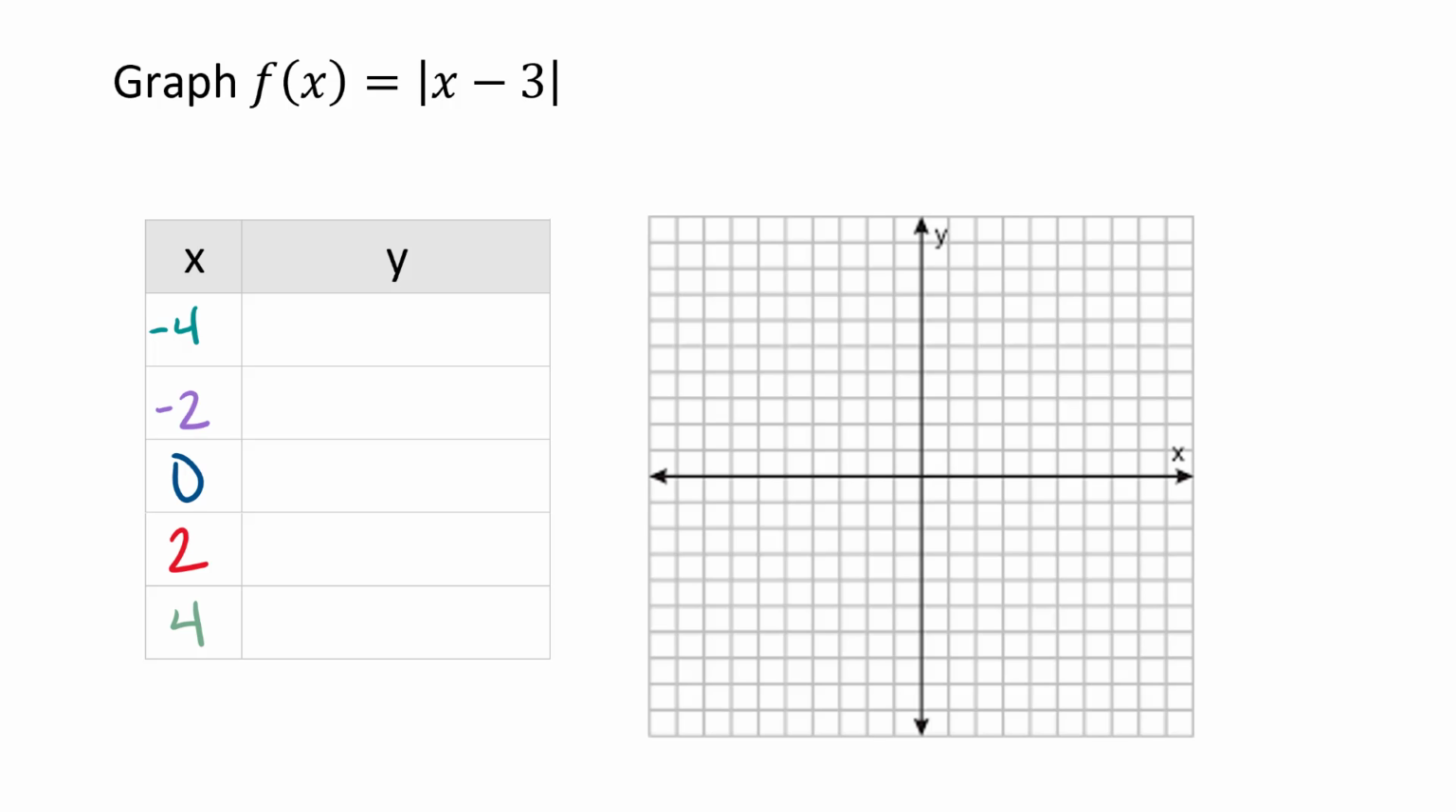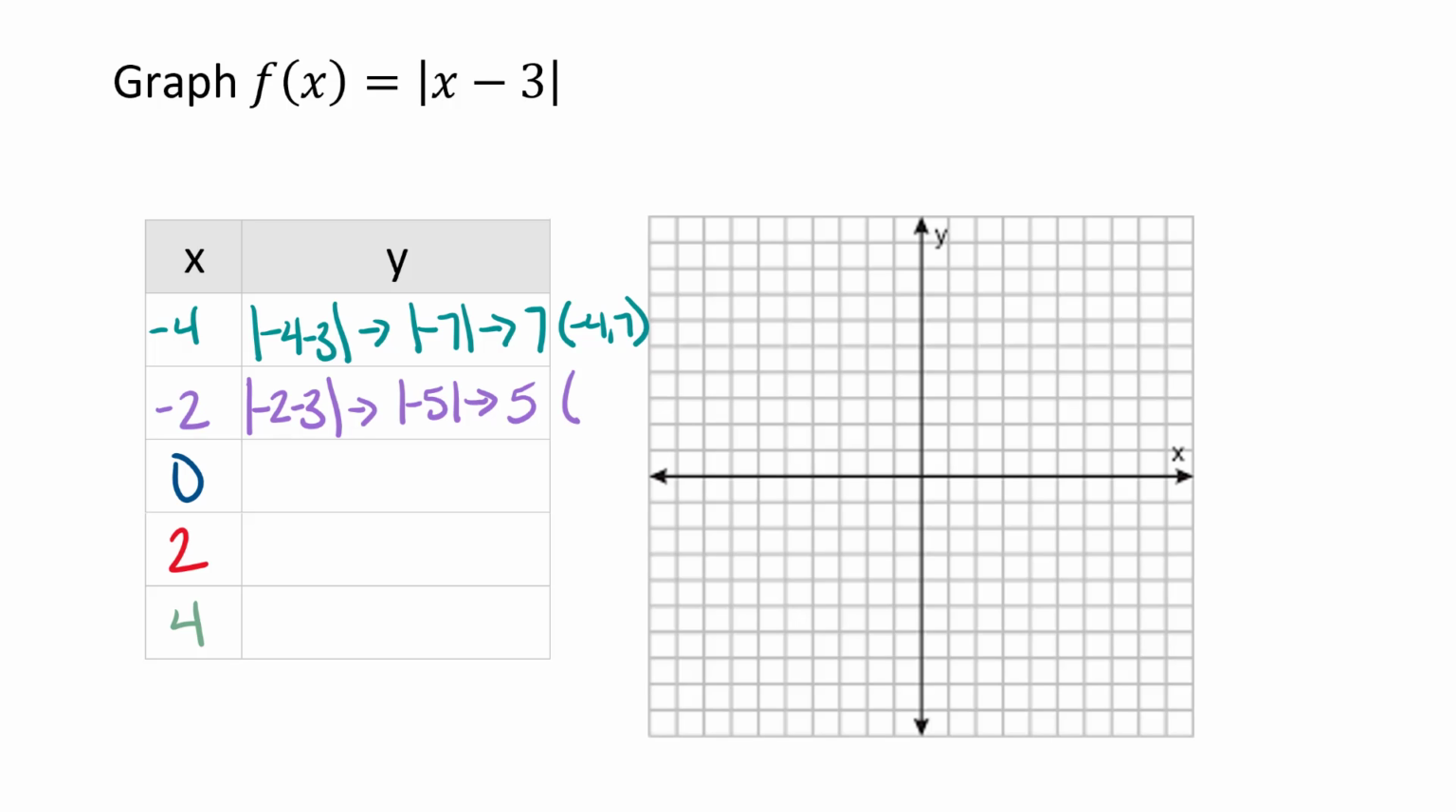If I choose -4, I'm going to have the absolute value of -4 minus 3, which is the absolute value of -7. And the absolute value of -7 gives me +7. So this ordered pair is at -4, 7. If we plug in -2 for x, I have the absolute value of -2 minus 3, which gives me the absolute value of -5. The absolute value of -5 is +5, so this point is at -2, 5.